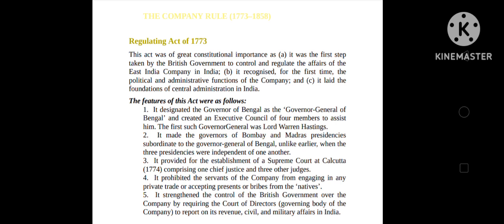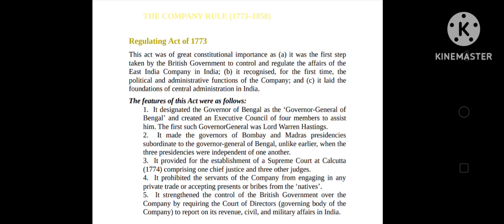The features of this act were as follows. It designated the Governor of Bengal as the Governor General of Bengal and created an executive council of 4 members to assist him. The first such Governor General was Lord Warren Hastings. It made the governors of the Bombay and Madras presidencies subordinate to the Governor General of Bengal, unlike earlier when the 3 presidencies were independent of one another.